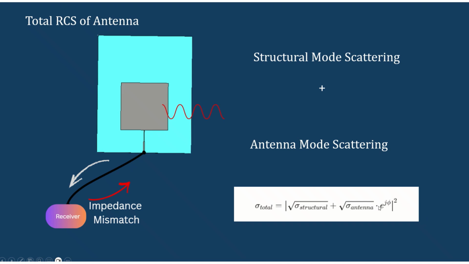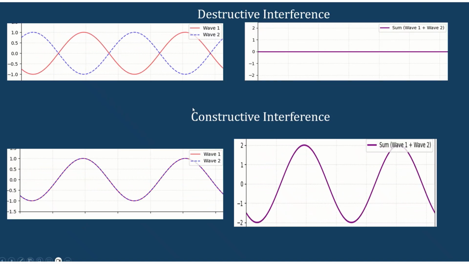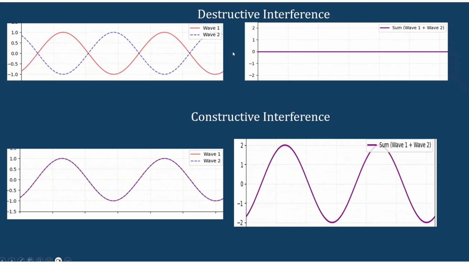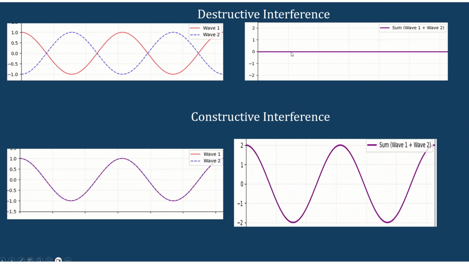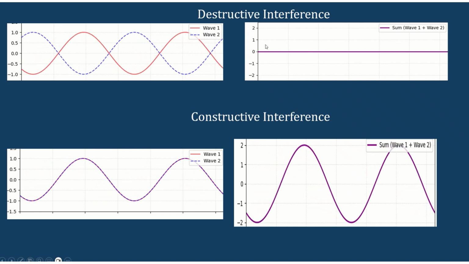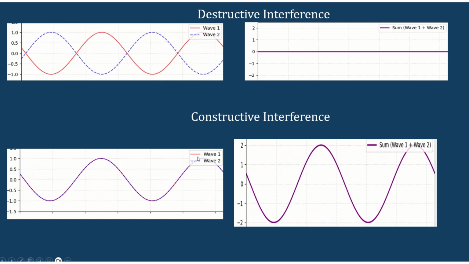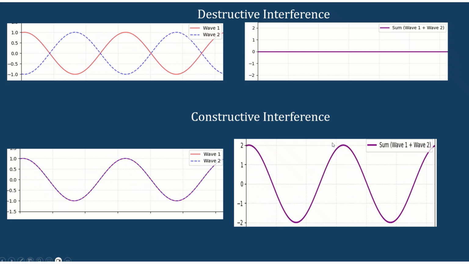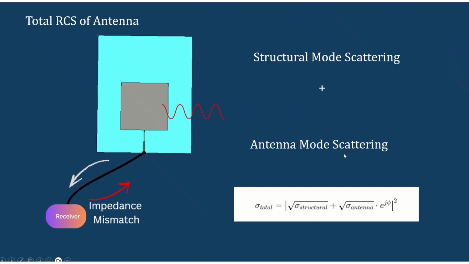So let's see the importance of this phase difference between the structural mode and antenna mode scattering. If the phase difference between the structural mode and antenna mode scattering is 180 degrees, this can cause destructive interference. Here you can see that there won't be any effective RCS from the structure. But let's consider the case when the phase difference between wave 1 and wave 2 is in phase, it can cause constructive interference. So the phase difference between the antenna and structural RCS is very important to decide whether the antenna mode scattering will enhance the structural mode scattering or decrease the structural mode scattering effect.